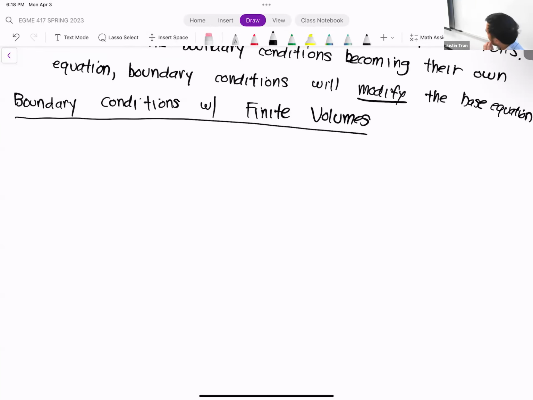And just like we had in finite differences, we're going to have two different types of boundary conditions here. We're going to have Dirichlet boundary conditions and Neumann boundary conditions, and we're going to go over both. Let's go through Dirichlet boundary conditions first. If you remember, a Dirichlet boundary condition is a direct specification of the solution value at the edge of the domain.